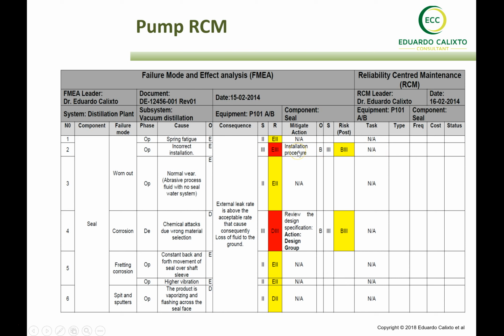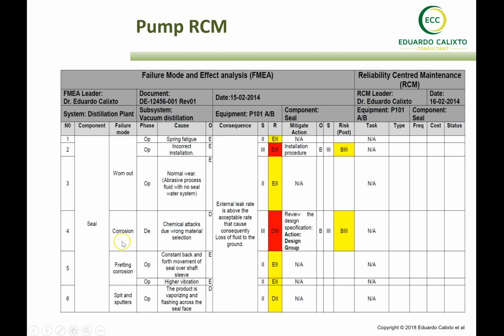Okay, but this one is already monitored by the FMEA leaders. So in some cases we have the same leader. So this, Dr. Eduardo Calixto, is the one that will monitor such actions defined during the FMEA or RCM. But in some cases we have different leaders, and different leaders monitor different actions and mitigation actions.